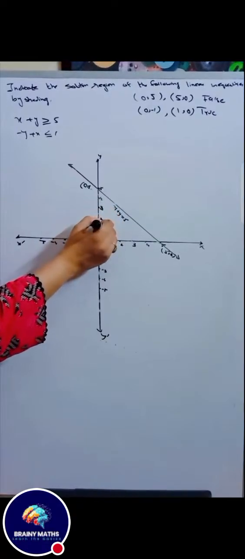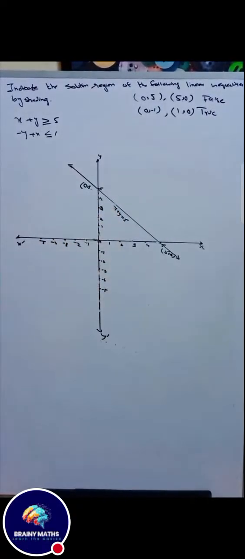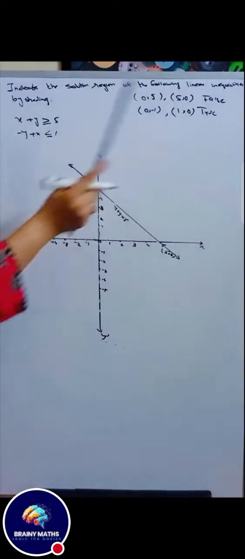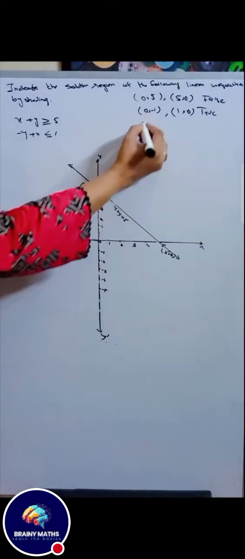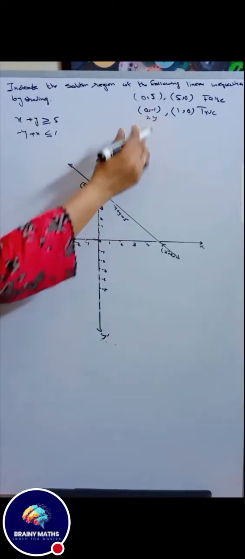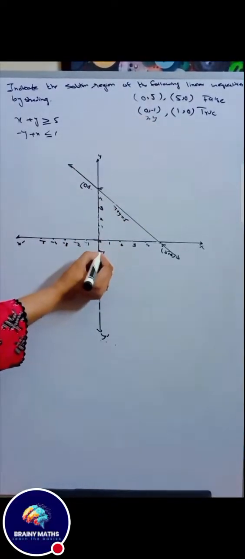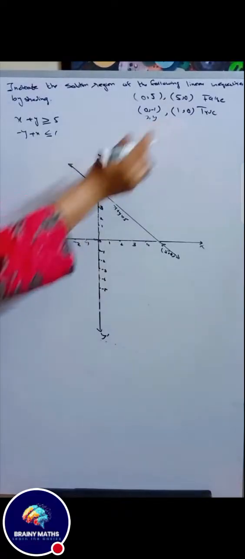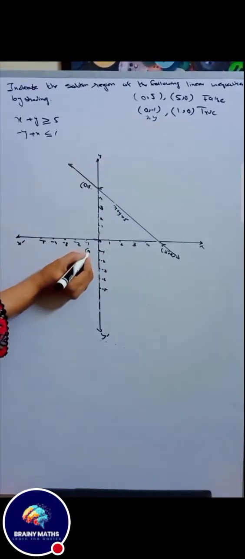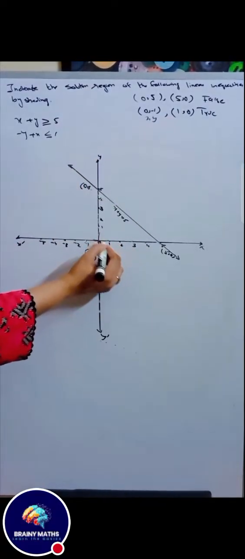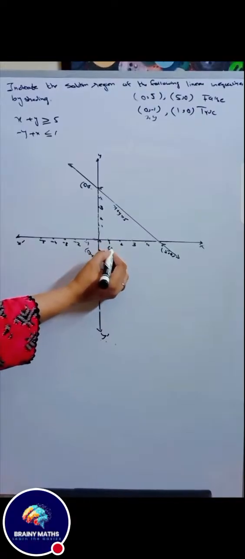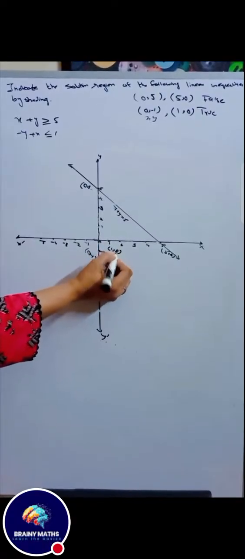1, 2, 3, 4. Then the next one is 0, minus 1, and 1, 0. X is 0, y is -1. X and y, don't forget. X is 0, y is -1. This is your first point. And x is right here like that. 0, -1. Alright. Next is 1 and 0. X is 1, y is 0. This is your line.